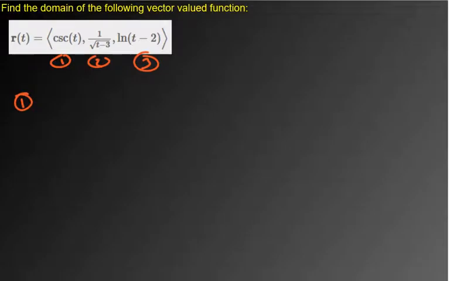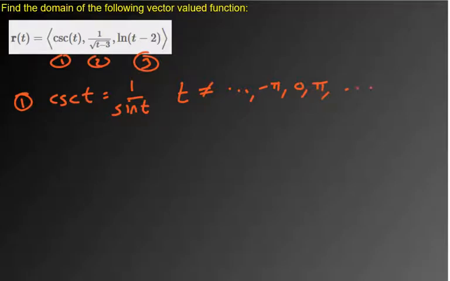So for part 1, cosecant is just 1 over sine, and sine is undefined for every multiple of pi. So we don't want all those multiples of pi, which the fancy way to write is to say t doesn't equal n pi for n an element of the integers.